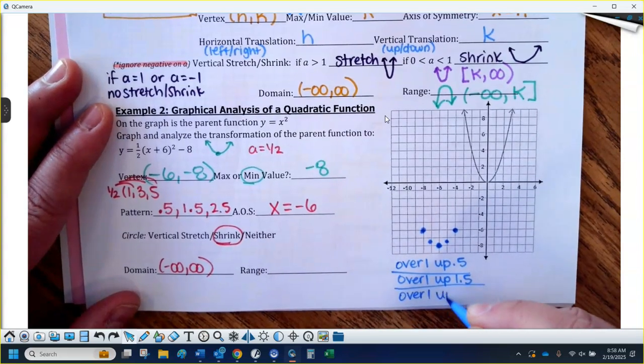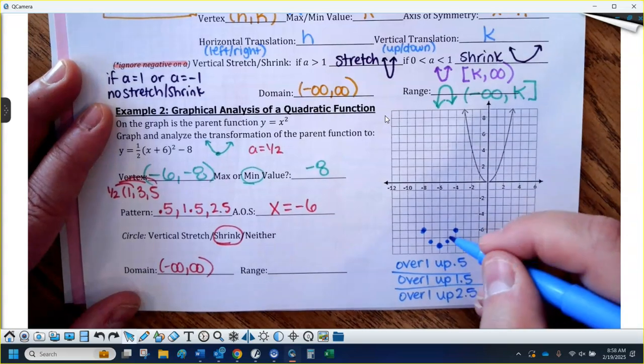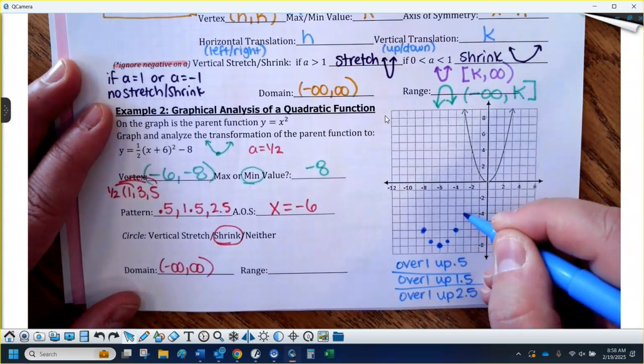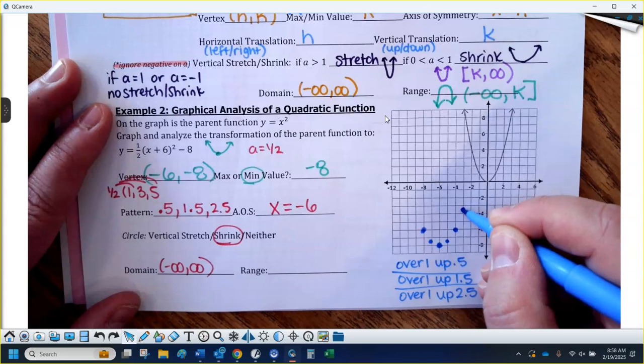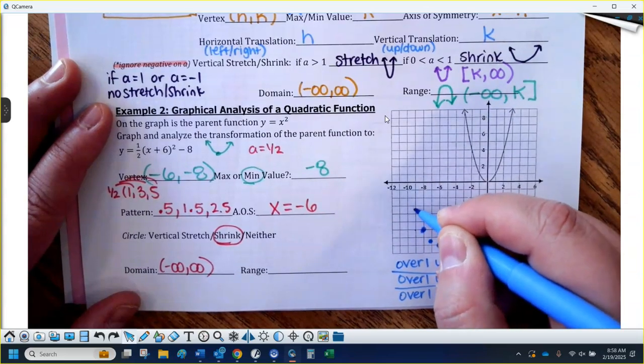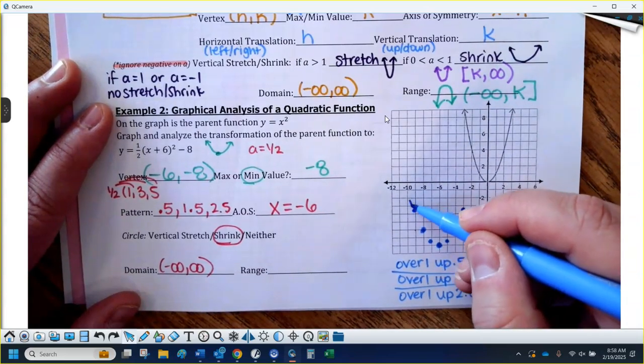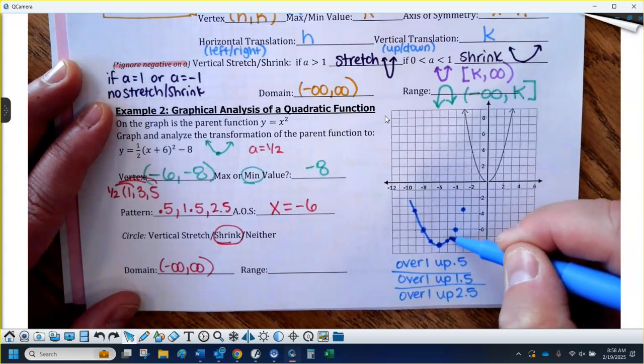I go over 1, up 2.5, and just estimate. So I'm going to go over 1, count up 2, and then kind of go halfway. Over 1, up 2, kind of halfway. And then that way you guys will be able to compare this.